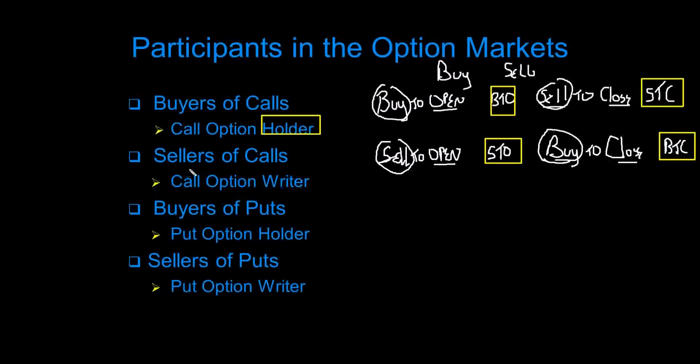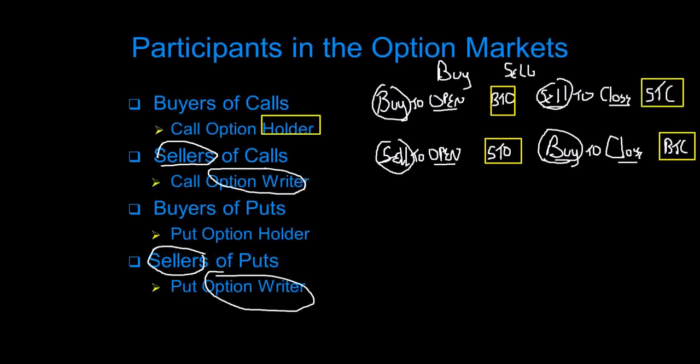So when you sell anything, you are an option writer. Doesn't matter whether it's calls or puts. When you're a seller, you're an option writer. Very, very simple concept. When you are a buyer, you are an option holder. Whether it's calls or puts, it does not matter. If I'm a buyer, I'm a holder.